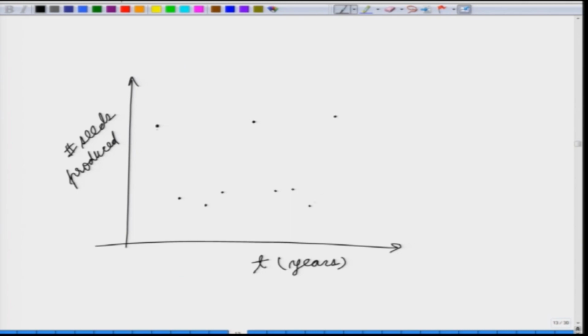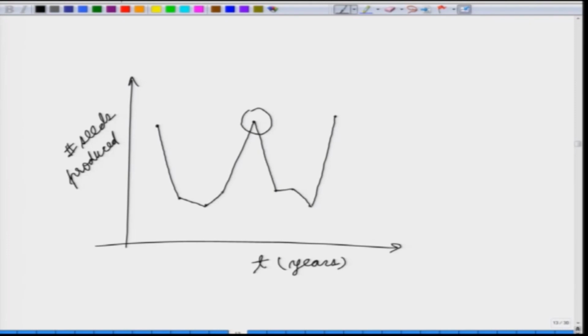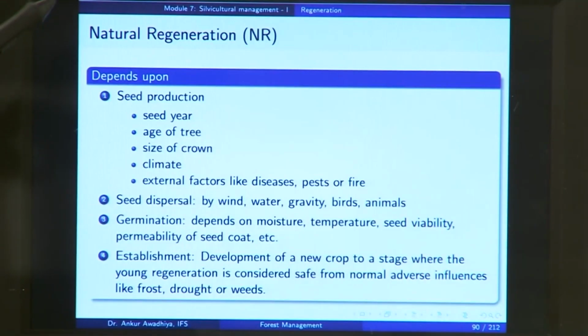So, if your species shows this characteristic, in that case what you should do is that you should time your logging or harvesting of your forest in such a manner that when you want seeds to be produced, it comes in the seed year. So, essentially what you will do is that you will log after this point, because the next year you will have a large number of seeds. So, natural regeneration is dependent on seed production, which depends on the seed year.